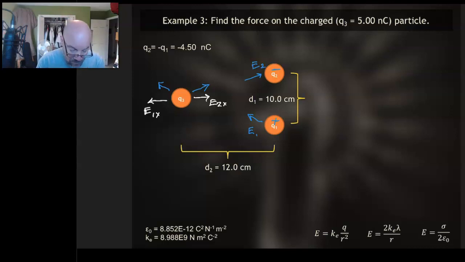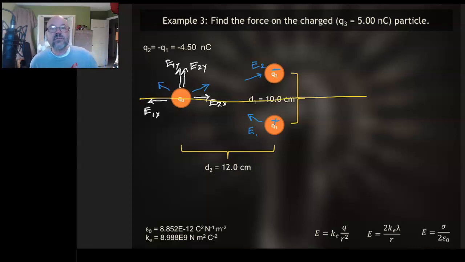So what really matters here is what's going on with E2y and E1y. The electric field at that point in space, if it's right in the middle, which it looks like it is, is pointing straight up. So if we can get that y component of the electric field, we just double it, and we're good. So let's get that.